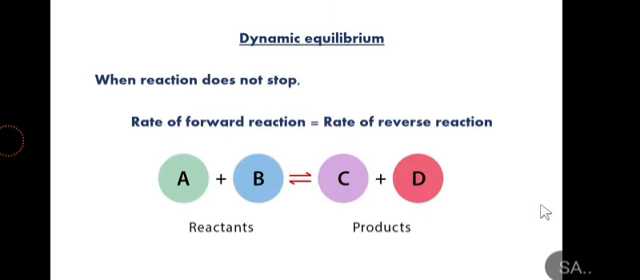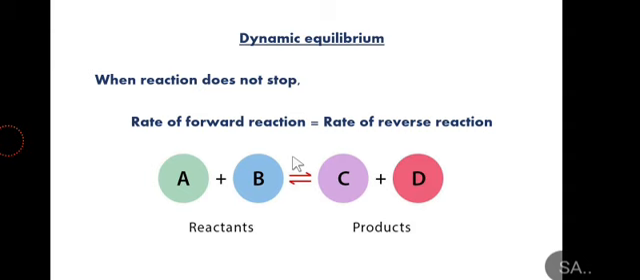In the other form, dynamic equilibrium, the property is that the reaction does not stop. It is a continuous process. It never stops. The products are being formed, and then they are also splitting, decomposing, and recovering the reactants. So here you can see this is a reversible reaction, and the rate of the forward reaction is equal to the rate of the reverse reaction.